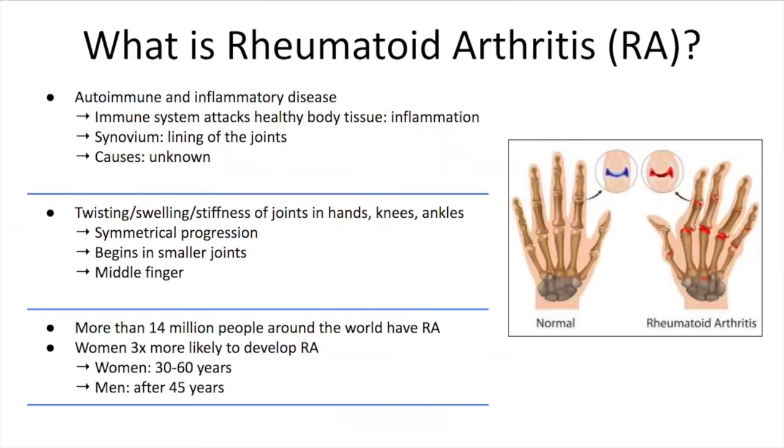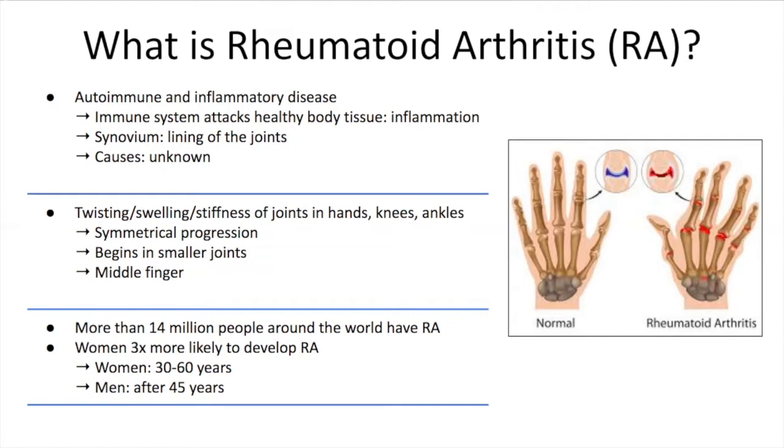Rheumatoid arthritis refers to an autoimmune and inflammatory disease where the immune system mistakenly attacks healthy body tissue and consequently causes inflammation. Specifically, it attacks the lining of the joints, or the synovium, which then causes the synovium to get thicker and makes the area around the joint swollen. This explains why patients with RA often have difficulty moving their joints.